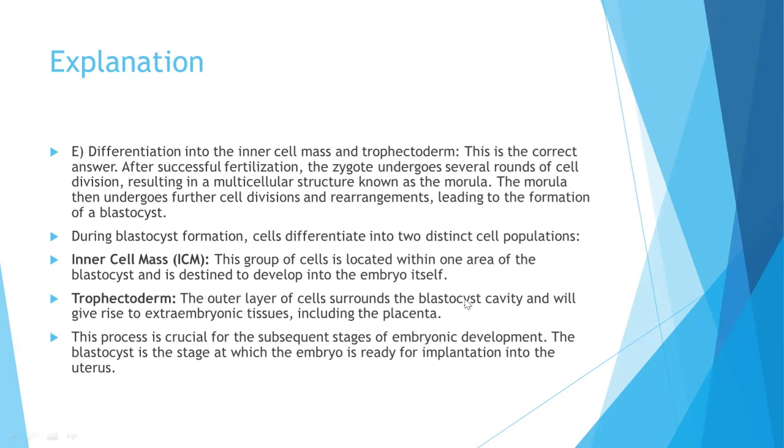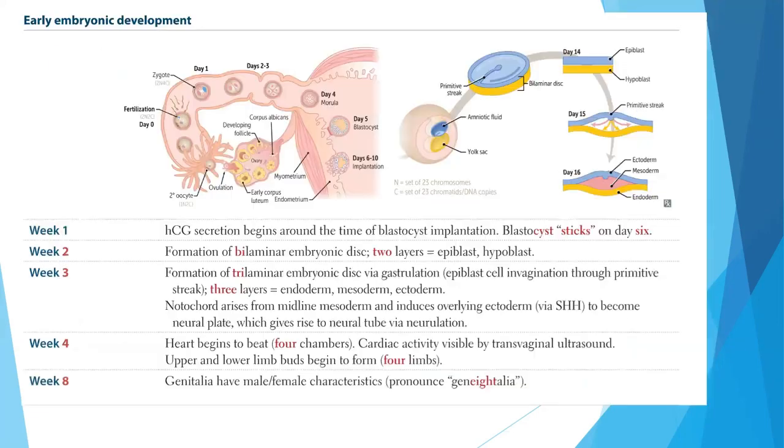Trophoectoderm, the outer layer of cells, surrounds the blastocyst cavity and will give rise to extra embryonic tissues, including the placenta. Now, this process is crucial for the subsequent stages of embryonic development, and the blastocyst is the stage at which the embryo is ready for implantation into the uterus.